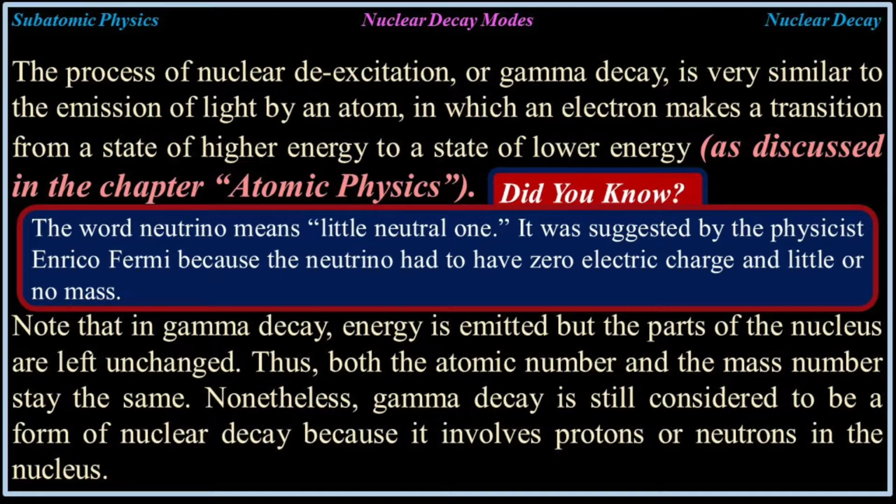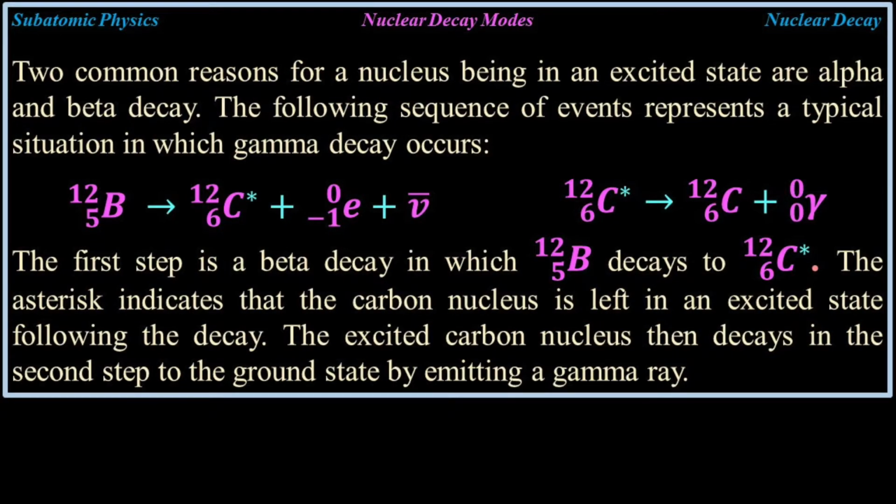Thus, both the atomic number and the mass number stay the same. Nonetheless, gamma decay is still considered to be a form of nuclear decay because it involves protons and neutrons in the nucleus. Two common reasons for a nucleus being in an excited state are alpha and beta decay. The following sequence of events represents a typical situation in which gamma decay occurs.